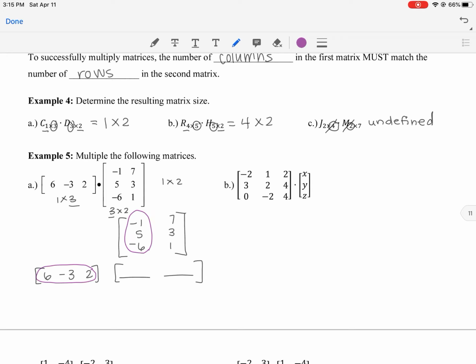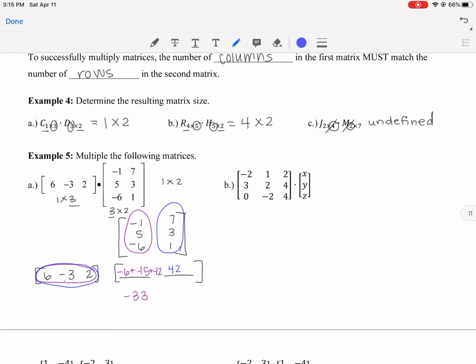Okay, the way we do it is we take the first row of the first matrix and multiply it by the first column of the second. So we do 6 times -1 is -6, and we add it to the next values multiplied together. -3 times 5 is -15, and adding it to 2 times -6 is -12. When I add those three quantities together, I get -33.